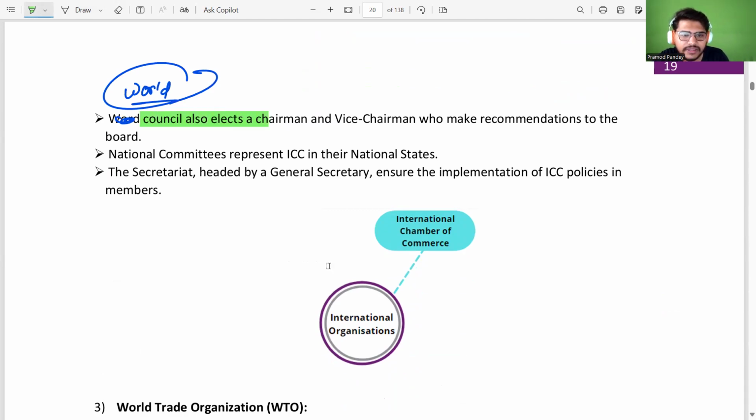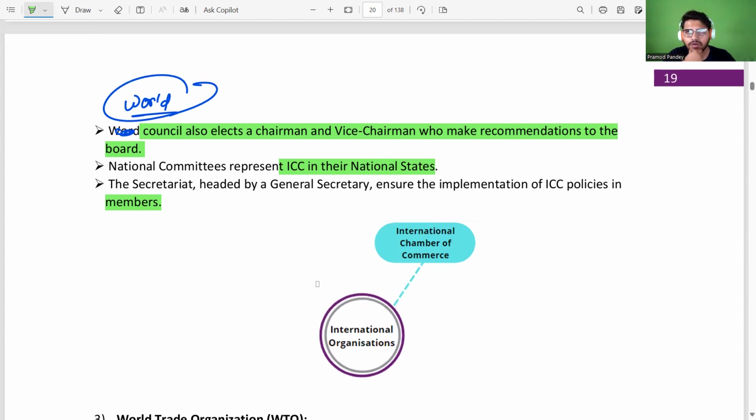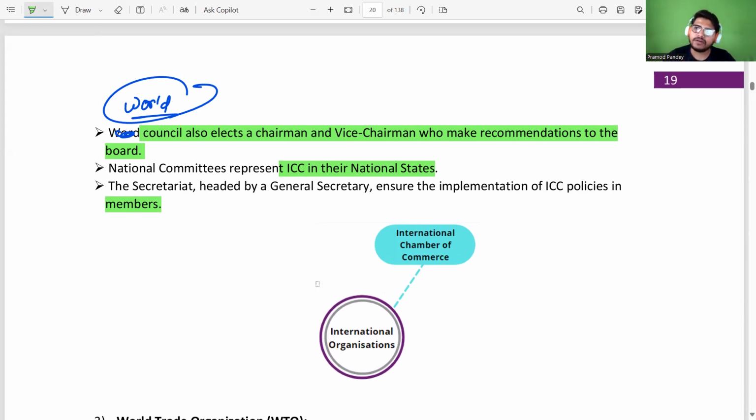The World Council also elects the chairman or vice chairman, who make the recommendations to the board. National committees represent the ICC in their national states. The secretariat, headed by the secretary general, ensures the implementation of the ICC policies. I know both of you might be thinking that what we're reading is going above your head, but this is something we have to remember. Constant revision of the same thing will help you retain these definitions, because ultimately you have to remember who does what. This is something we cannot learn in class and I cannot explain beyond that.